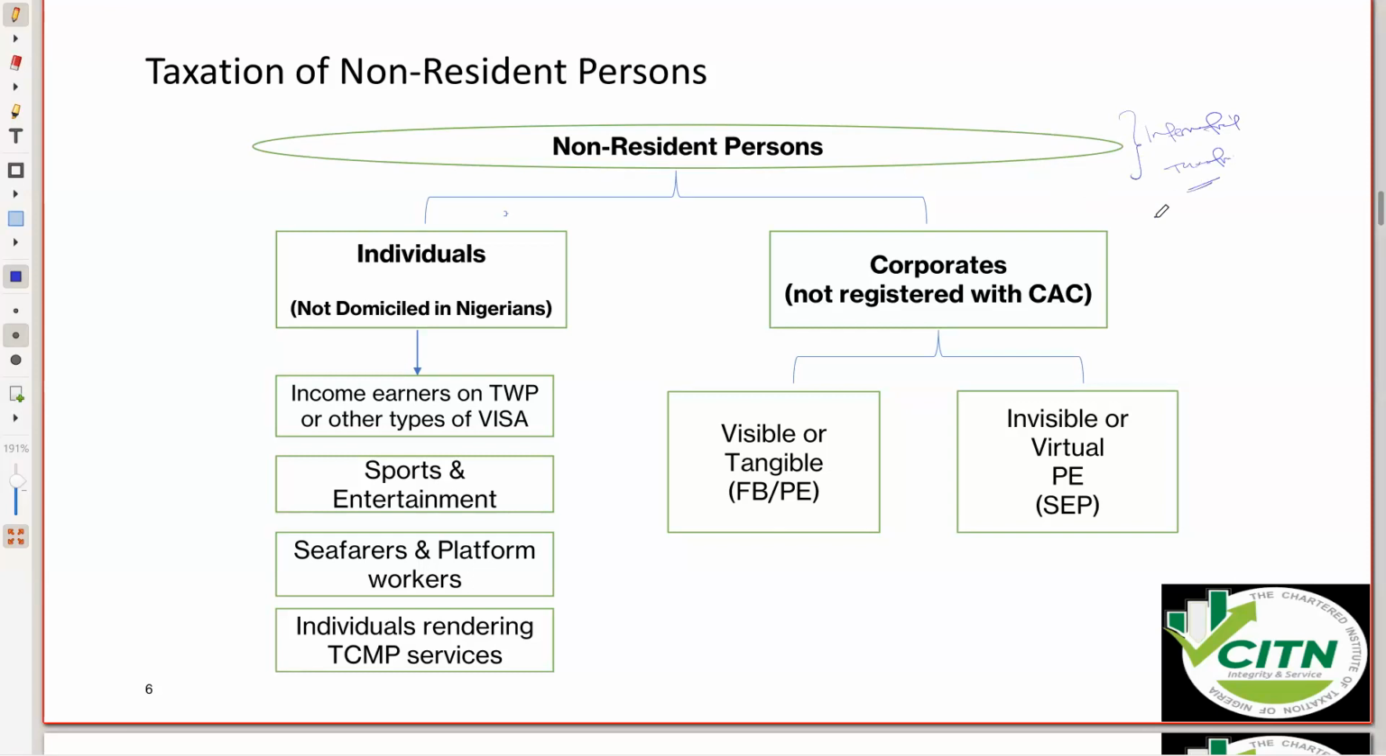Is there any question on this slide that speaks to non-resident individuals? It's important that we understand these groupings. No, please. Okay, thank you.